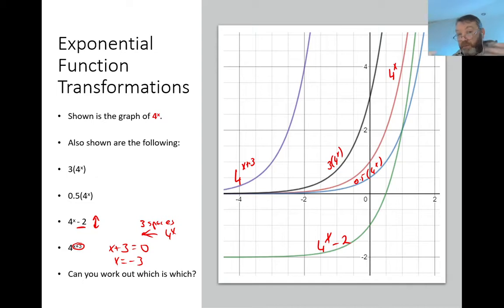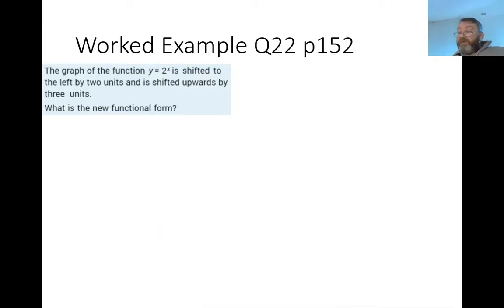Now again, you can go over that video as much as you want to make sure that you have them, because there are some questions coming up that will ask you about these changes and these transformations. Worked example question 22, page 152. The graph of the function y equals 2x is shifted to the left by 2 units and shifted upwards by 3 units. What's the new functional form?